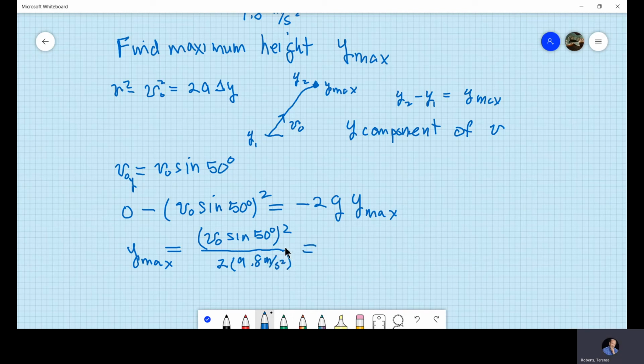Okay. So let's plug in the values. 45 meters per second, sine of 50 degrees. This gets squared. Okay, and then we have 19.6, 2 times 9.8. And this comes out to 60.6 meters. So that is the maximum height the projectile, the ball, rocket will reach. Okay. Now, what about the range?